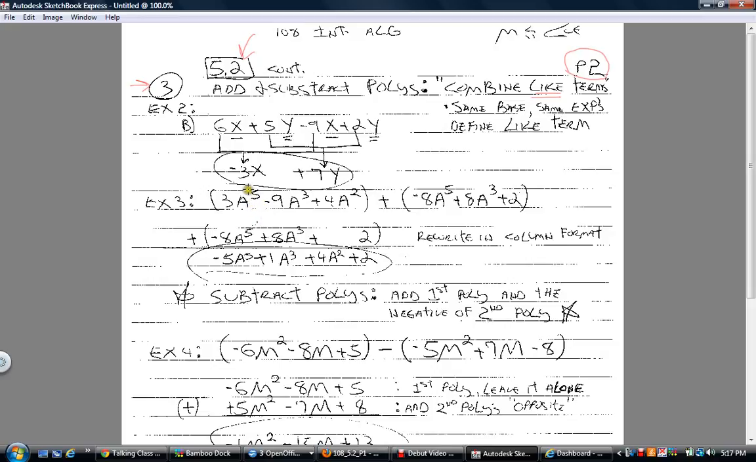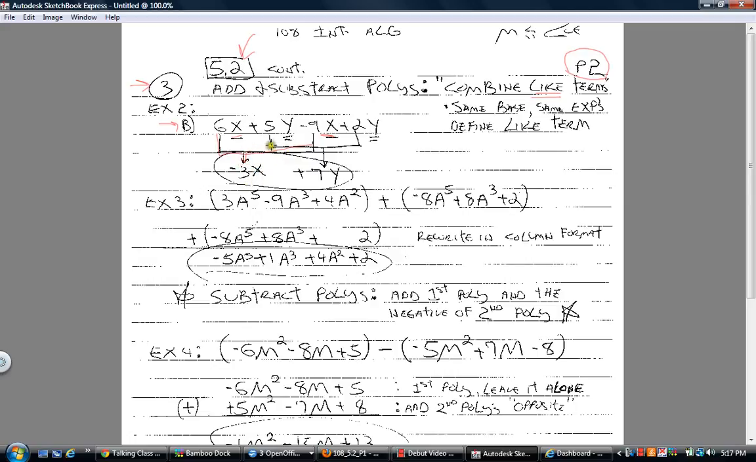So let's take an example here of example B. Sorry, let me jump up here and do an easy one. Kind of jump the gun. Here is a polynomial, and do you have any like terms? I see the same base of the x, and so take the coefficients, take 6 minus 9 and combine it into negative 3x.